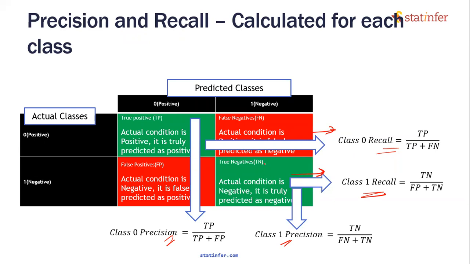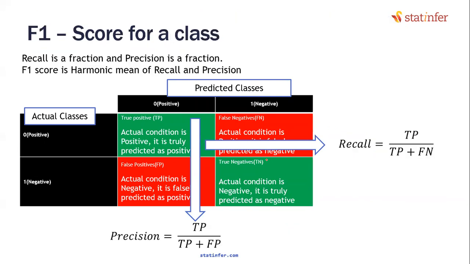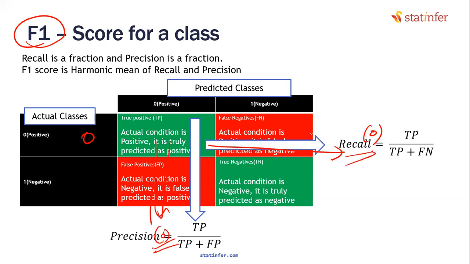Now there is one more extra score that you may see, known as the F1 score, something similar to accuracy. But you are focusing only on one class, so you take recall of class 0 and precision of class 0. Since both are fractions, we should not take the direct mean. If you take the harmonic mean of recall and precision, that is known as the F1 score.